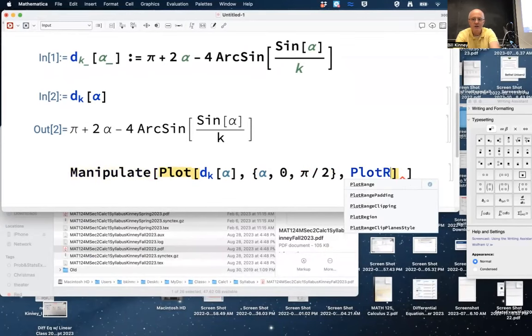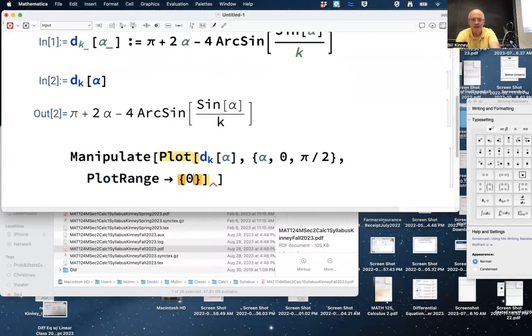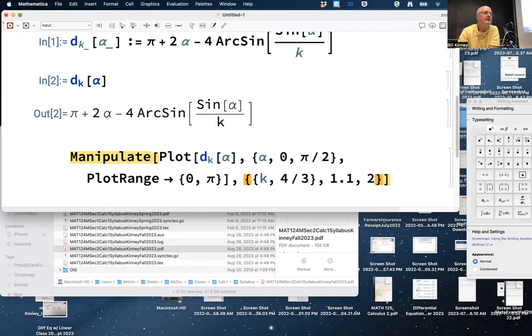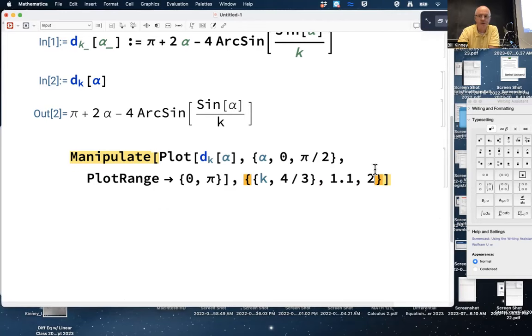Maybe fix a plot range here in the vertical direction. Say 0 to, I don't know, maybe pi. But then what's K? Well, for water, K is 4/3. K has to be bigger than 1. Maybe I should go down to 1.1 and as high as, I don't know, 2. Let's just try it and see what happens. So when I enter this, it's going to be the graph of the function I'm interested in when K is 4/3.